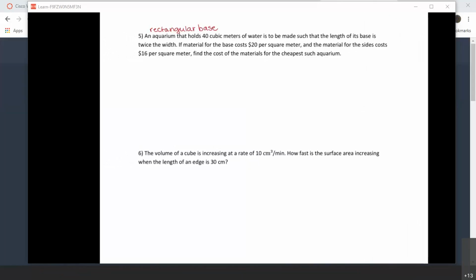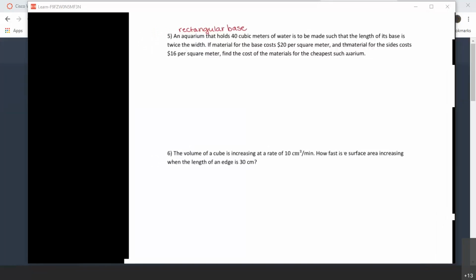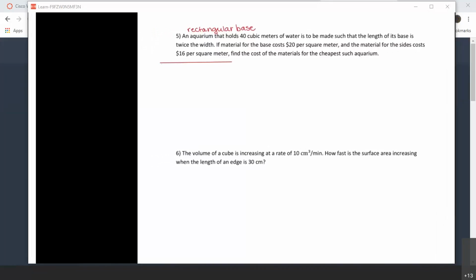Okay, so we're assuming a rectangular base, and let's assume it looks like this.